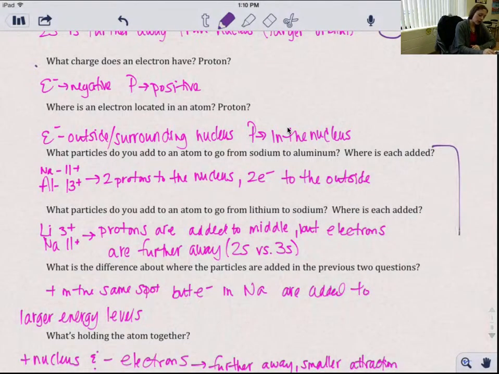These two are going to help us out with this next trend we're going to talk about with atomic radius. What particles do you add to an atom when I go from sodium to aluminum? We're going to ask what is added and where is it added. We're also going to talk about the particles we add when we go from lithium to sodium, and then the difference between the two. If you want, you can pause it and copy down what I have, and then I'm going to be shifting back and forth with my screens.